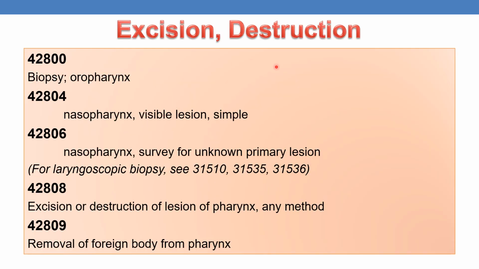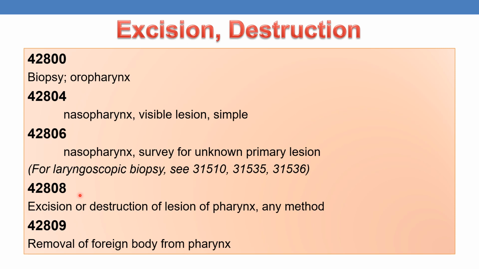Next, coming to excision and destruction. The first CPT is 42800. It deals with biopsy oropharynx. And for biopsy of nasopharynx, visible lesion, simple, the CPT is 42804. And for biopsy of nasopharynx, survey for unknown primary lesion, the CPT is 42806. And for laryngoscopic biopsy, you need to refer 31510, 31535 and 31536.